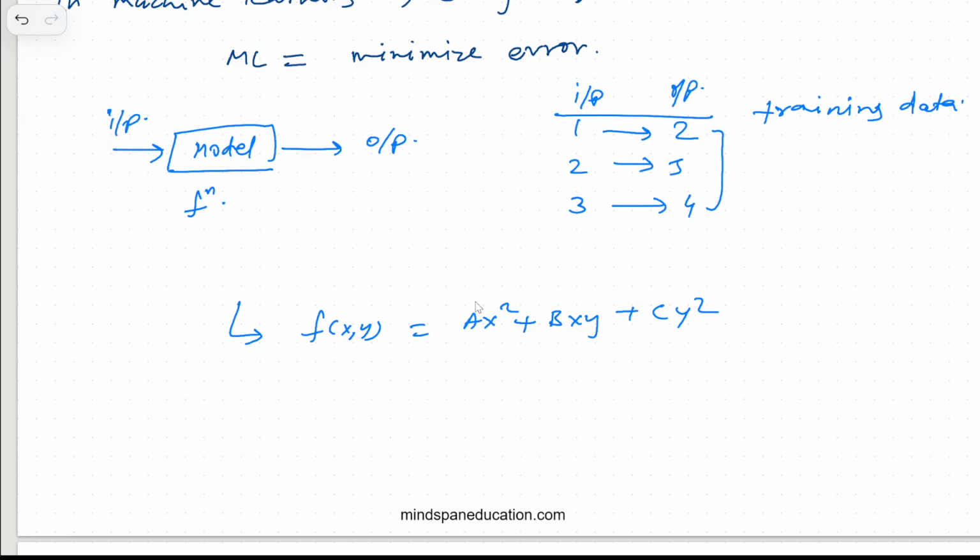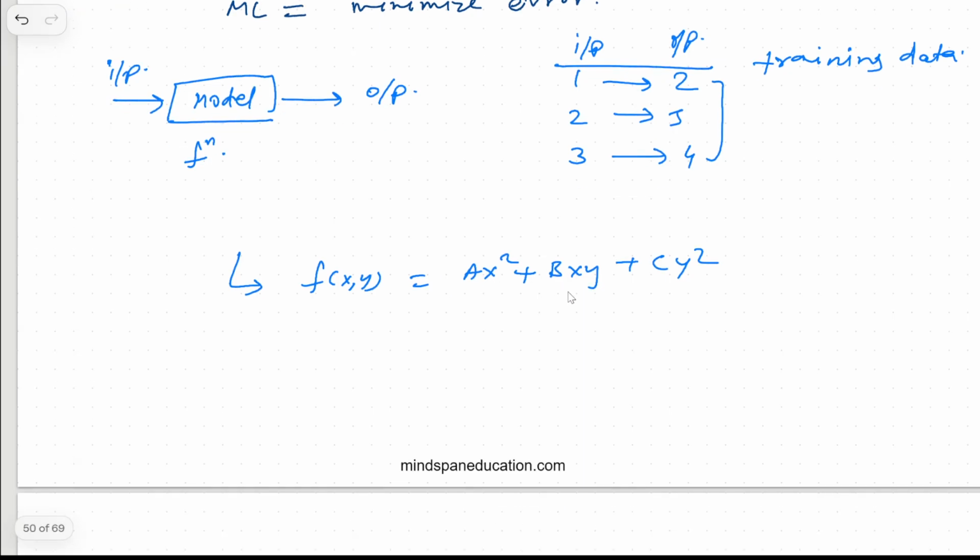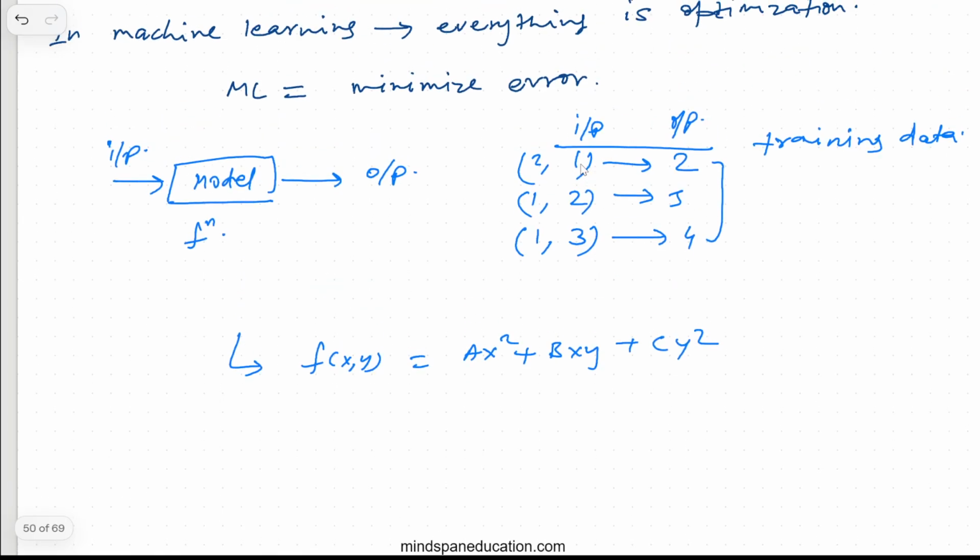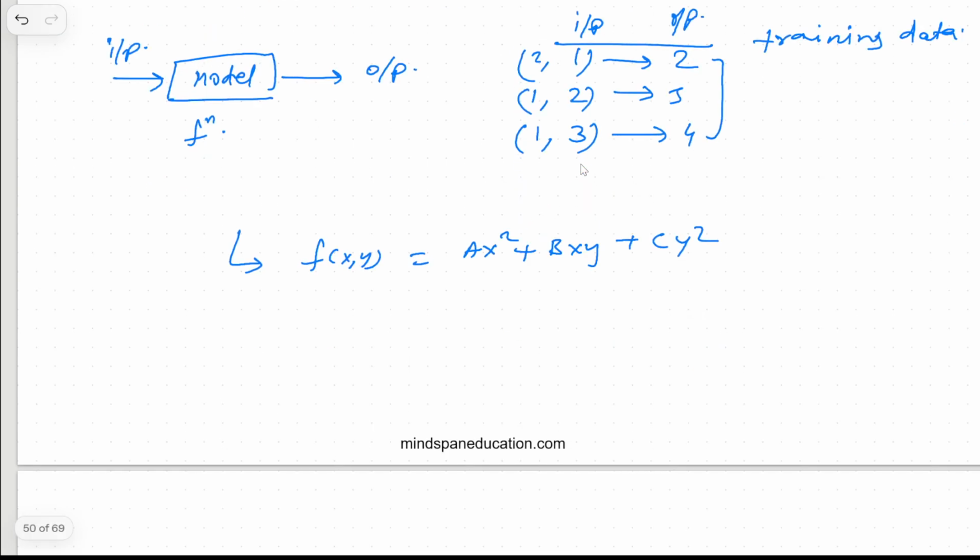This is our function where we are trying to find the values of a, b, and c, and x and y are our inputs. Here we have only one input. We can have 2, 1, 1, like that. These are inputs, okay? We can have multiple inputs. In the real world, there will be multiple parameters on which the output will depend.